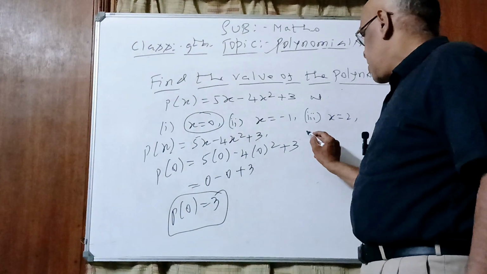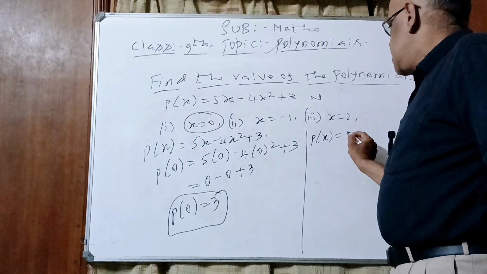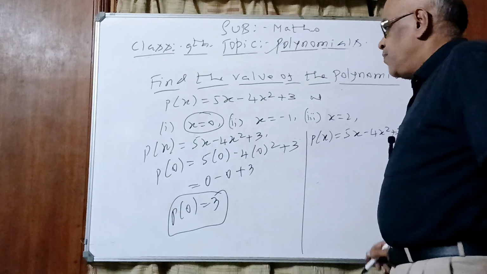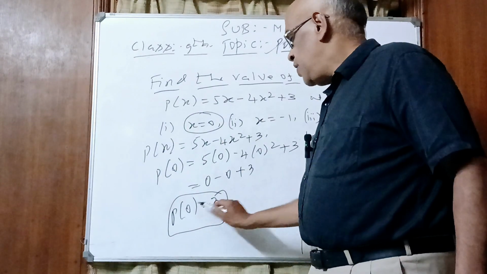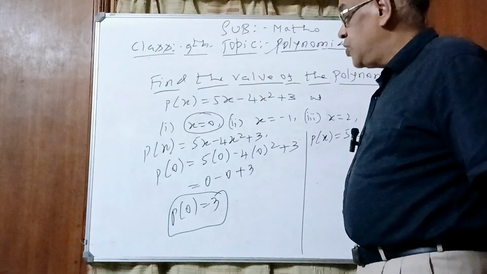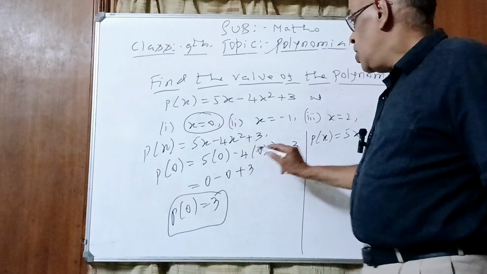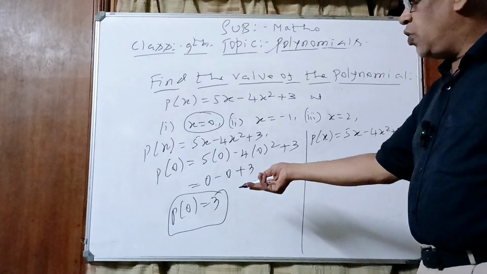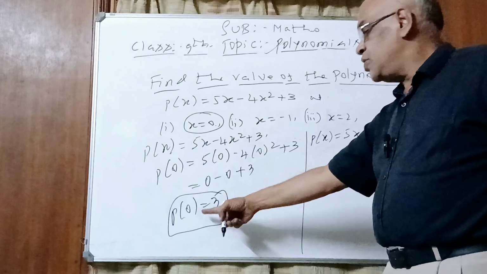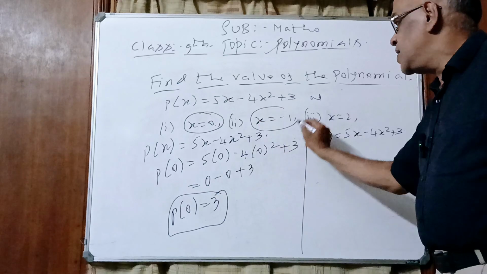Yes or no, children? Now come to the second question. P of x is equal to 5x minus 4x squared plus 3. At x is equal to 0, what is P of 0? 3. You remember in my video I discussed what the value of the polynomial is. Substitute some value for x, that is 0 or minus 1 or 2. The value you get is called the value of the polynomial at that value. At x is equal to 0, the value of the polynomial P of x is 3.